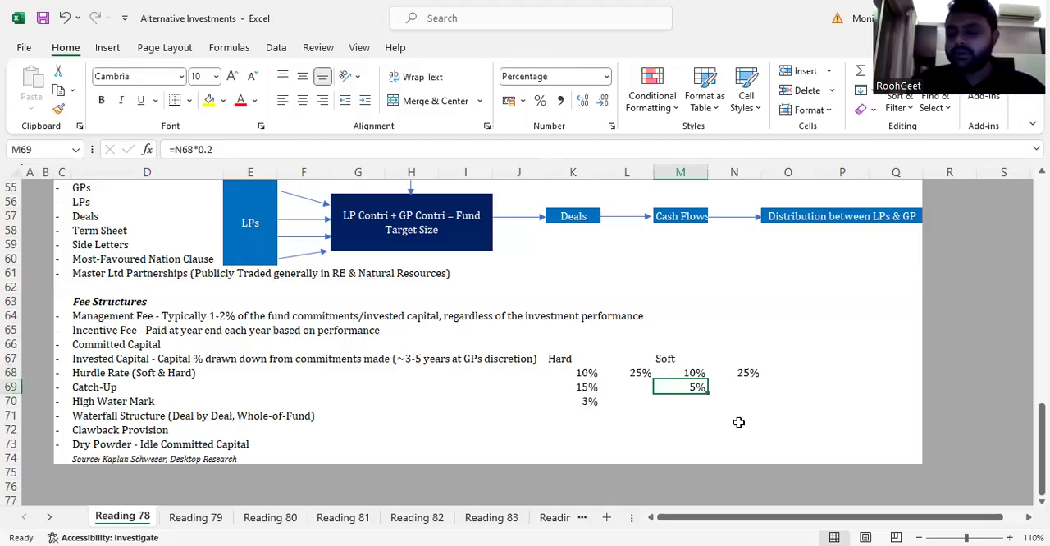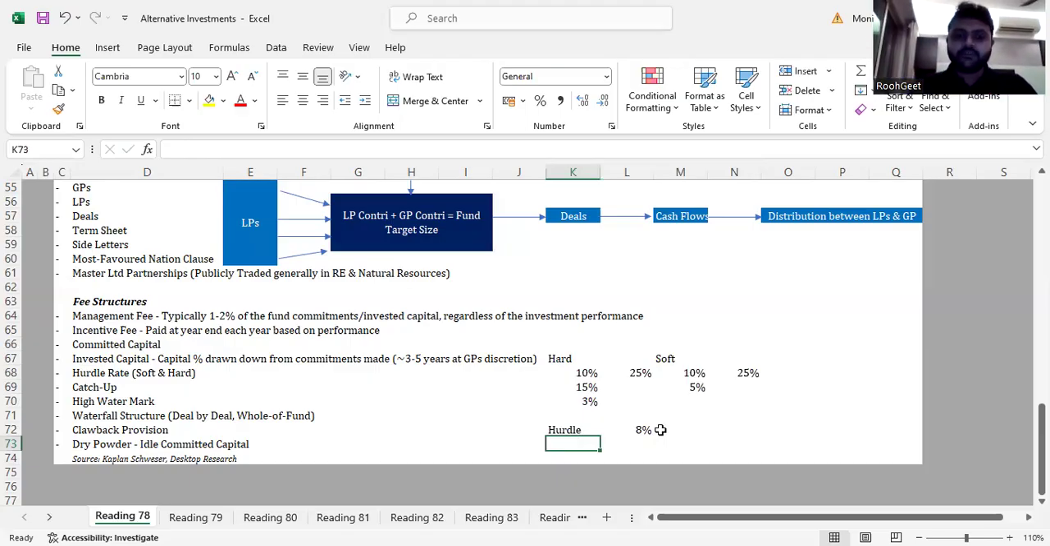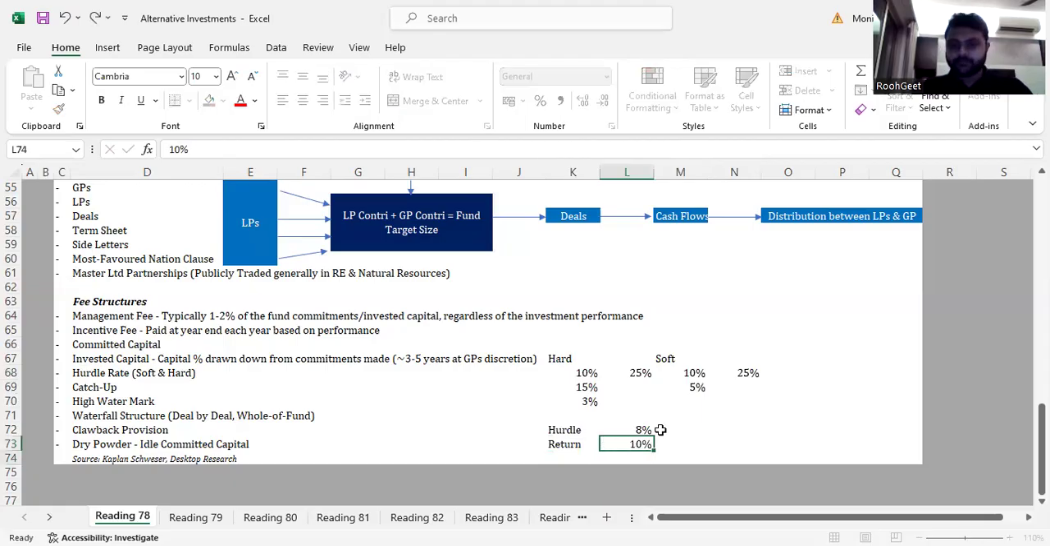What is catch up? Catch up is nothing but, let's say, the hurdle rate was 10%, right? There was a hurdle rate of 10%. Let me give you an example. Let's say there was a hurdle rate of 8%. And then in the next 1 year or something, the fund has earned a return of 10%.